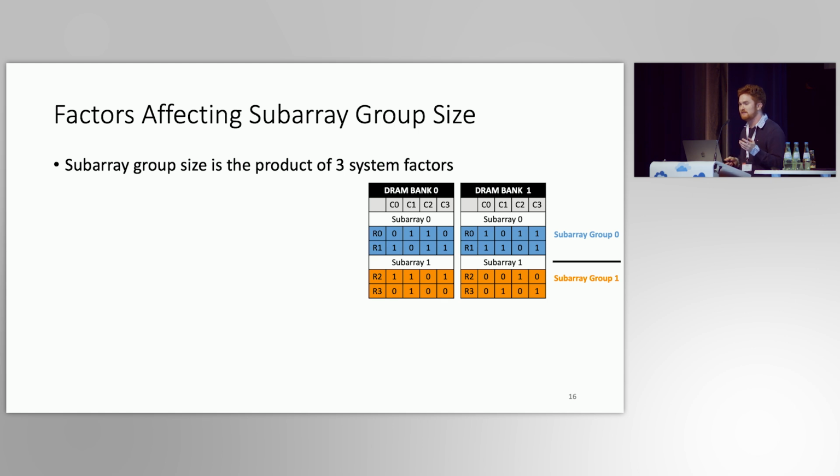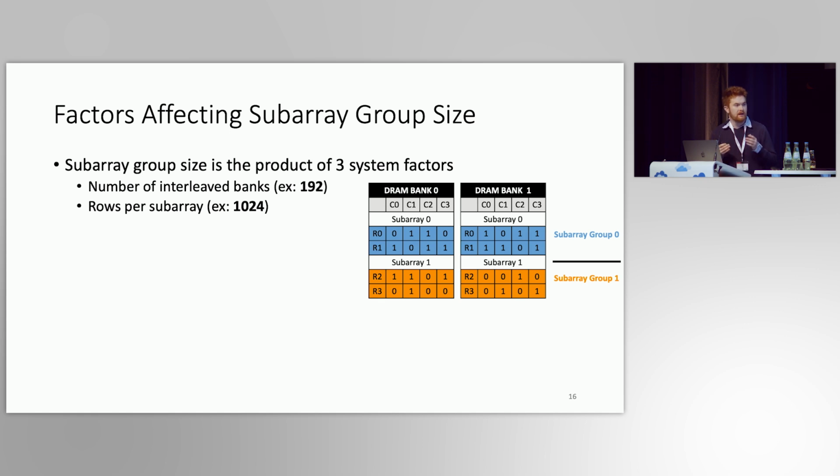So the subarray group size is a product of three system factors. The first is the number of banks that you actually interleave a page of memory across. And in our system, that's 192, a popular major cloud provider Skylake server configuration. The number of rows per subarray, which in our reference DIMMs is 1024, and the row size, which is pretty fixed across DIMMs these days, and that's 8 kilobytes. So multiplying these three factors together, by default on our system, we get 1.5 gigabyte subarray groups.